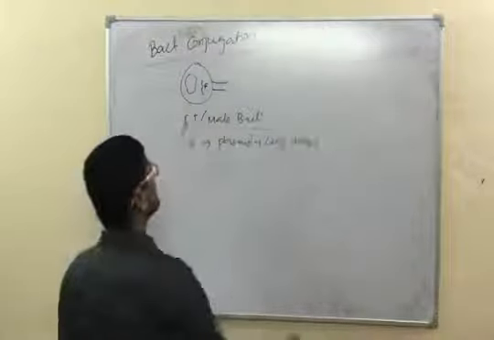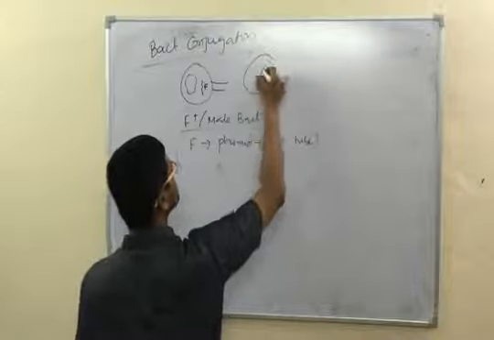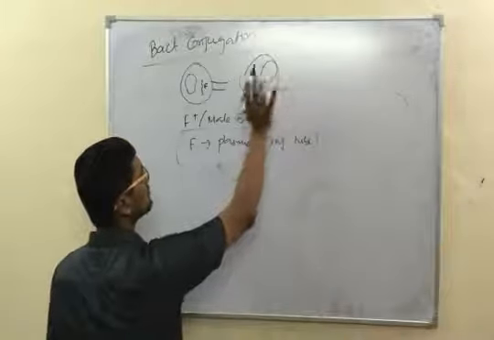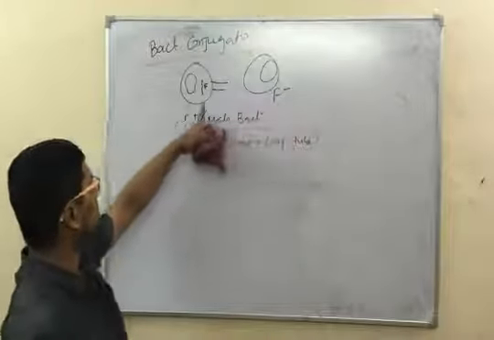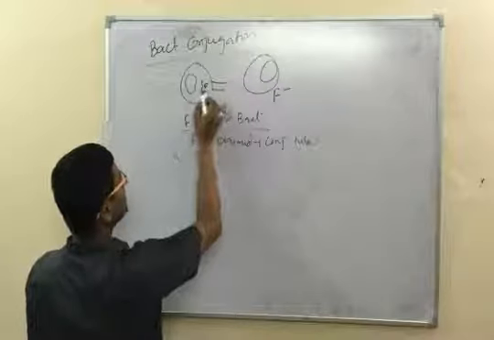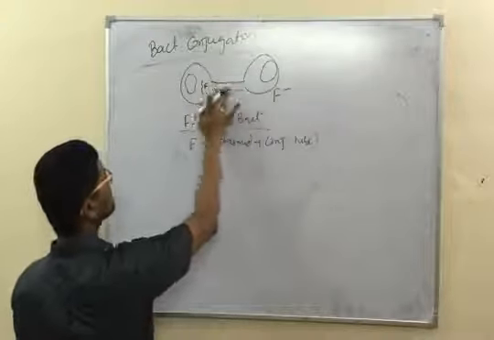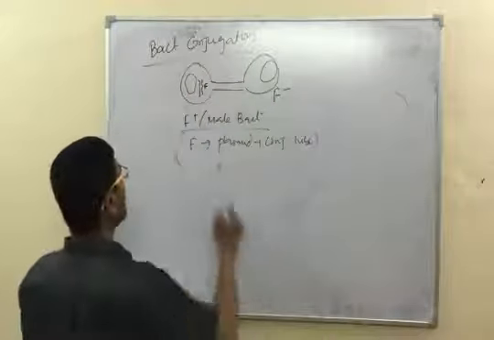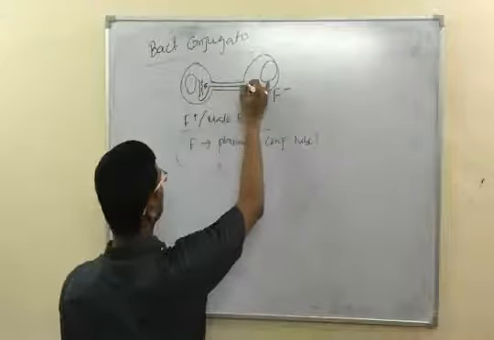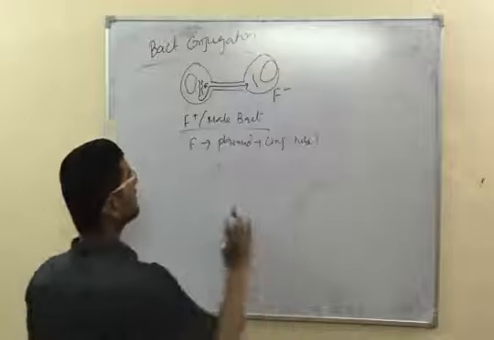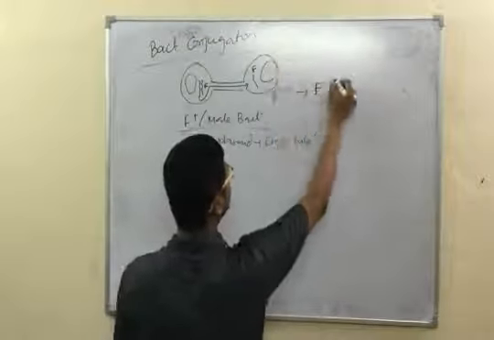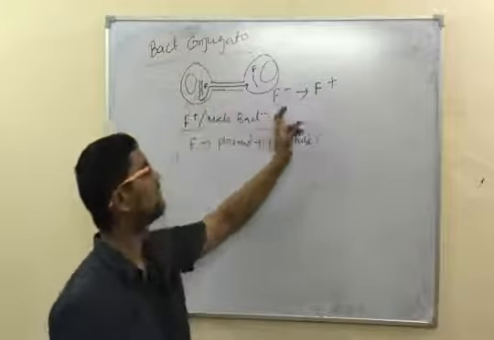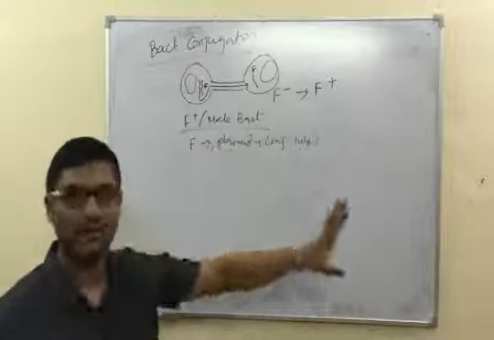So such F plus or male bacteria, when they come close to another bacterium which is lacking the F factor, an F minus bacterium, where only the chromosome is there but no plasmid outside, the F factor forms a conjugation tube. First the F factor forms a conjugation tube, then the second step is the F factor gets duplicated, and the third step is a copy of the F plasmid goes to the female bacterium. So after the conjugation is over, the F minus bacterium gets converted to an F plus bacterium, because it attains the F factor. This is the usual method of bacterial conjugation.